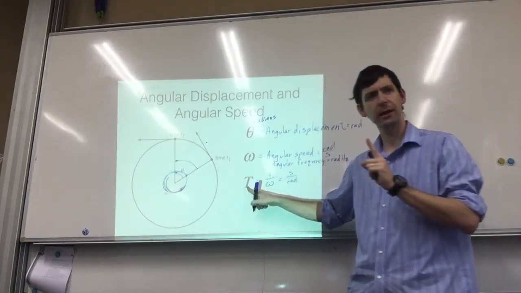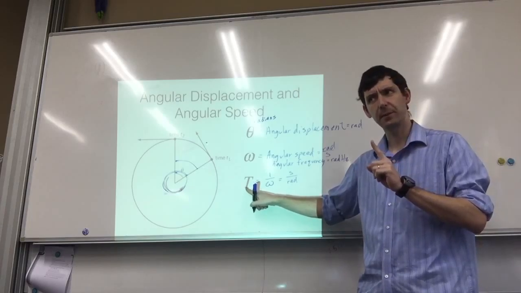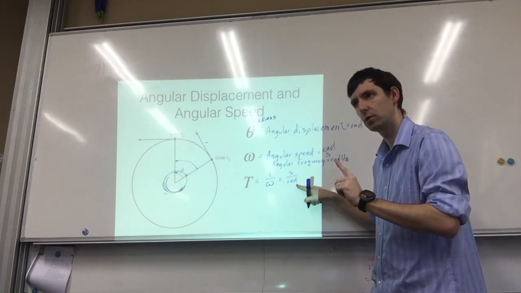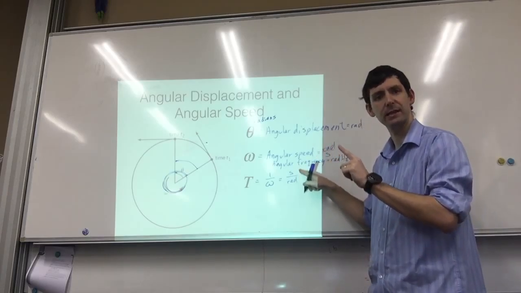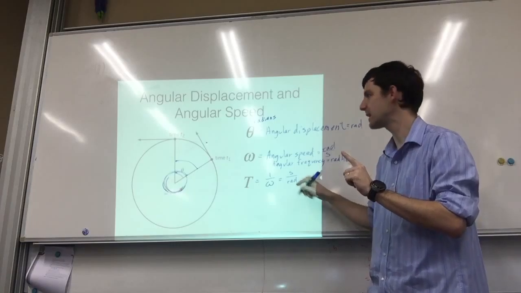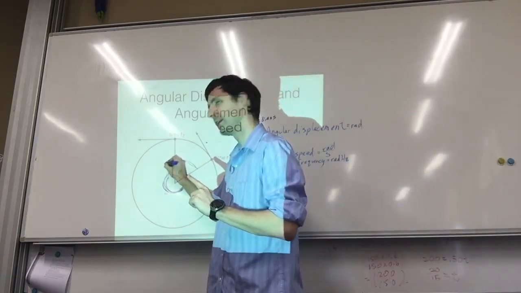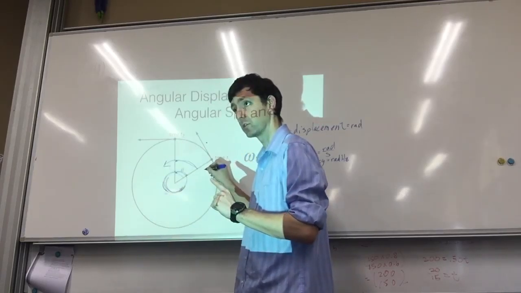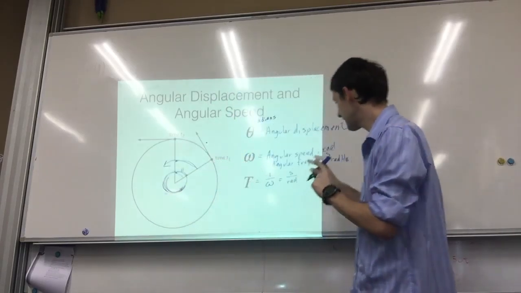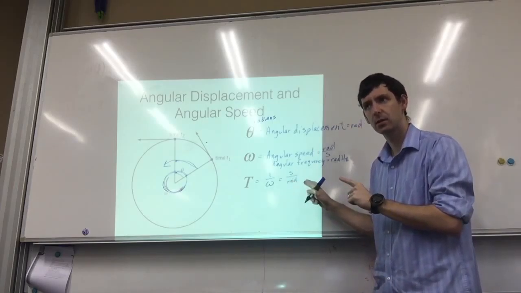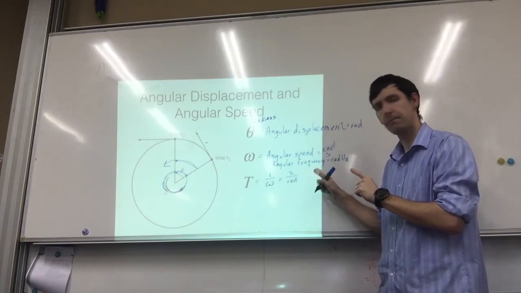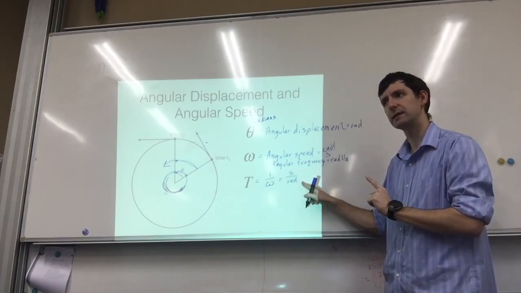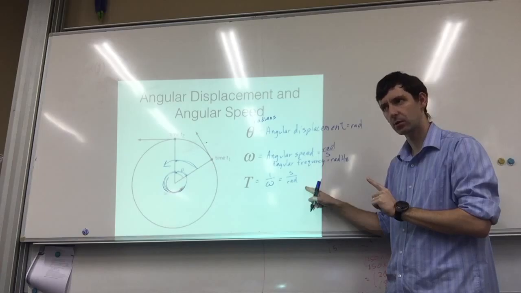Is that what I want for period? What should period be? Period should be seconds per cycle. This is not seconds per cycle. Right now it's seconds per radian. How many seconds would it take me to go through 1 radian, which is only part of that circle, right? So how can I adjust this so that it matches what I want it to be? Instead of being seconds per radian, I want it to be seconds per cycle.